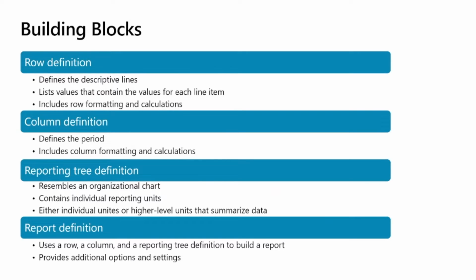Next to rows and columns, we have reporting tree definitions. Think about the organizational hierarchy you have. Typically, there's a holding, and the holding has a lot of subsidiaries, a lot of legal entities which sit below. And you need to report based on that hierarchy. Sometimes you go on the first level, sometimes on the second, on the third. It really depends on the requirement.